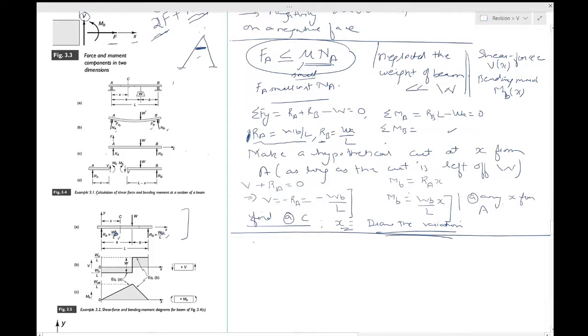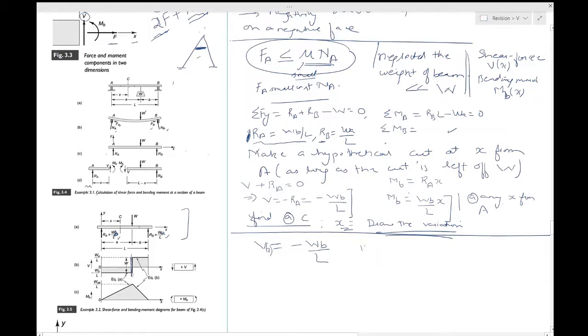So look at V. That value is equal to minus WB by L, and if you take it as a function of X, it seems it's a constant value as long as you don't reach this weight W. You have basically considered only the left part of it, so that part is clear. So you have a minus W by L.